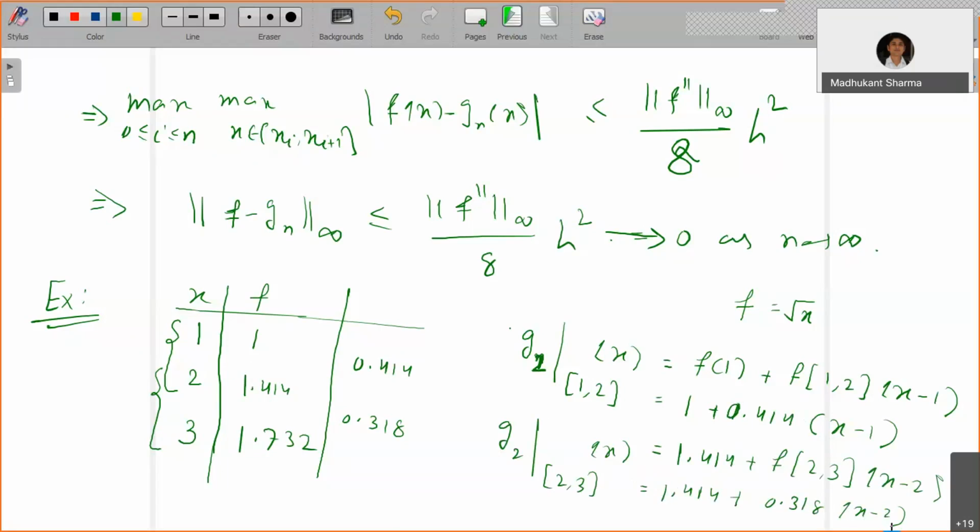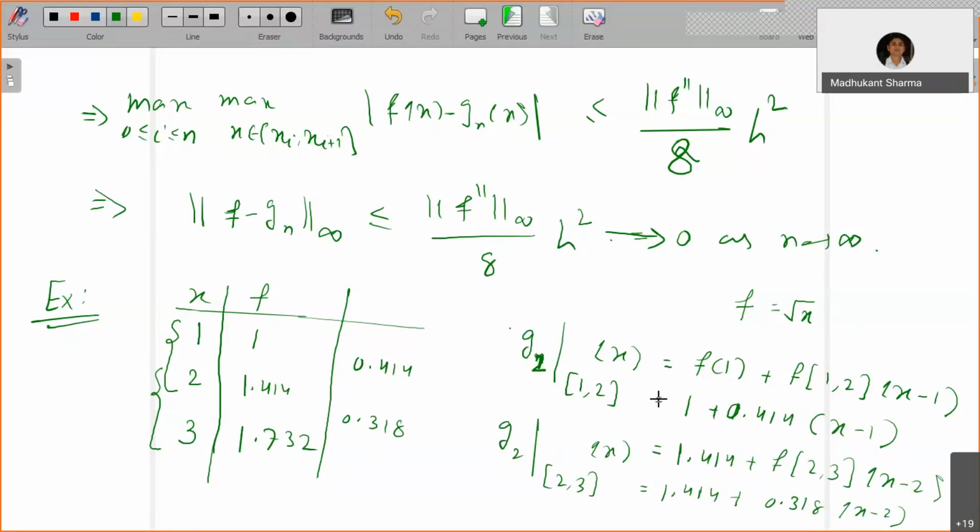Right. Now you can check the continuity is preserved, right? Because G2 at 2 is 1.414 for the piece on [2, 3], and for the piece on [1, 2] at 2, that is 2 minus 1, so 1.414. So continuity is preserved here.